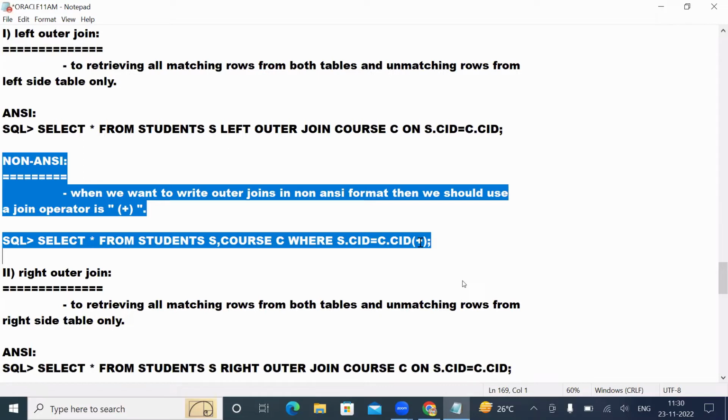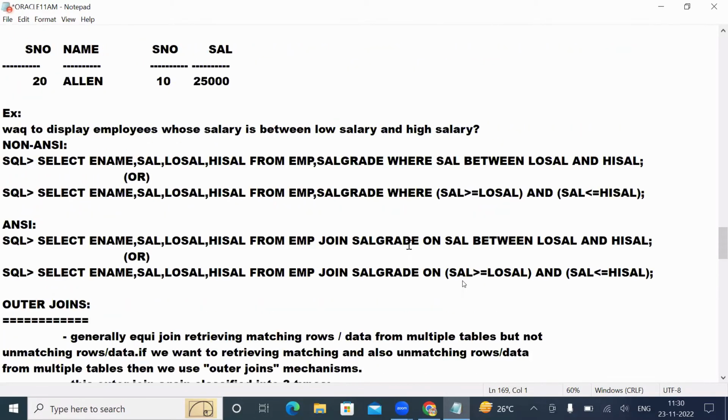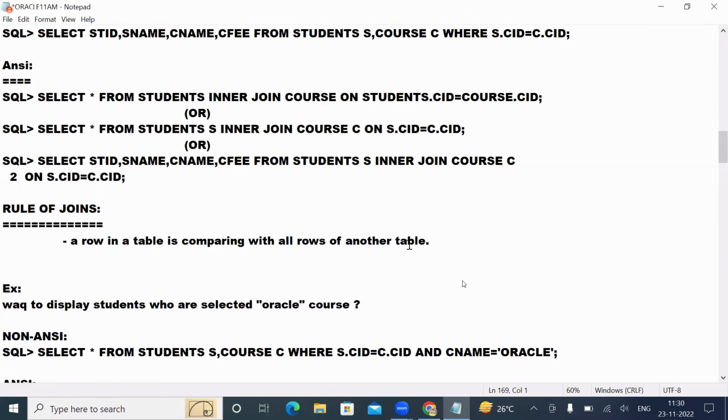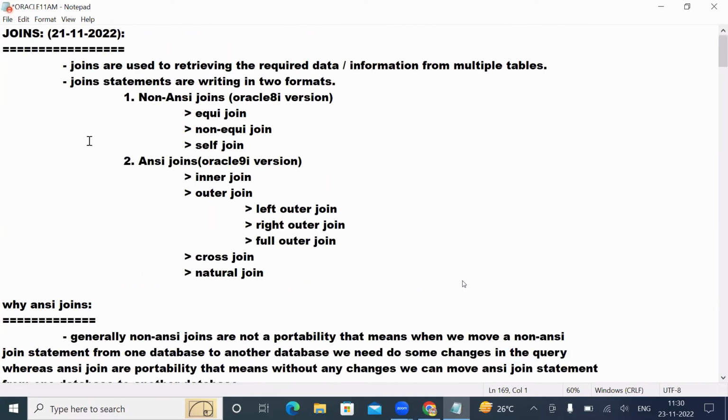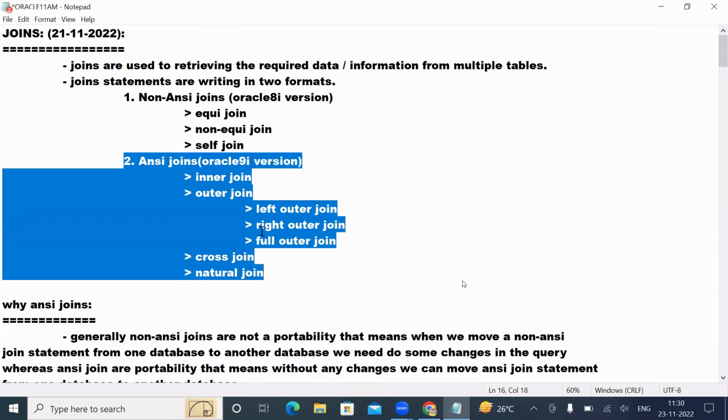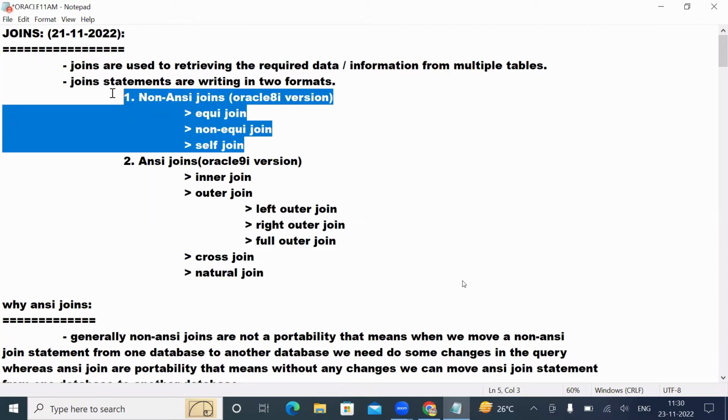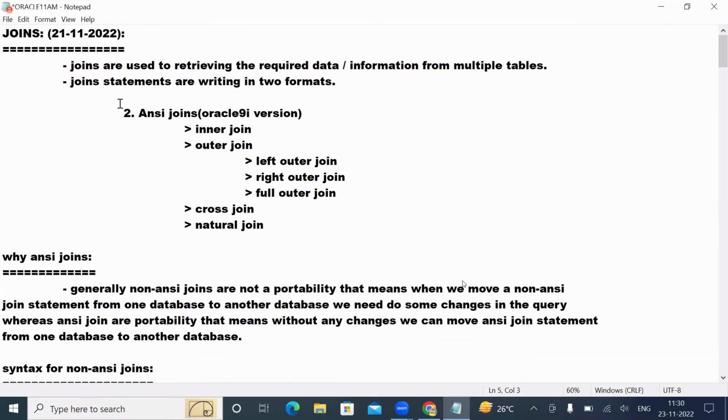Otherwise, if you go to other institutions, no one teaches this much. They only teach this part, and they are not teaching this one. Actually, nobody in other institutions teaches this. They teach only ANSI and these other things.